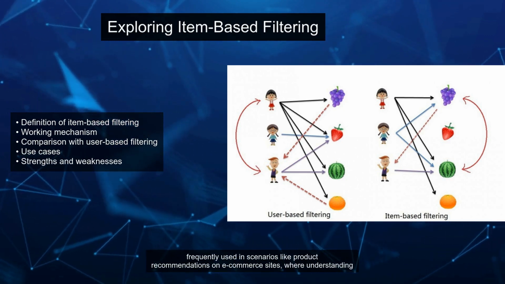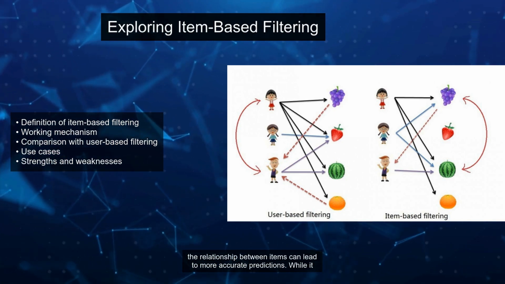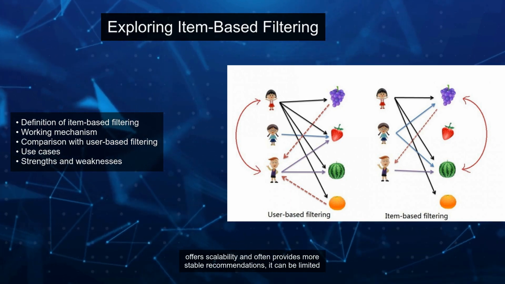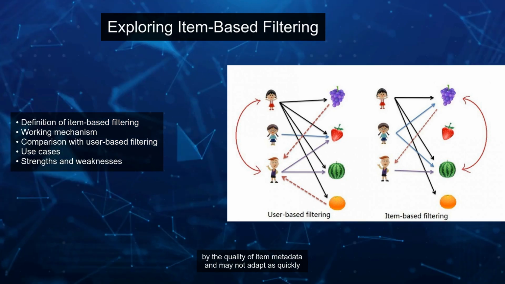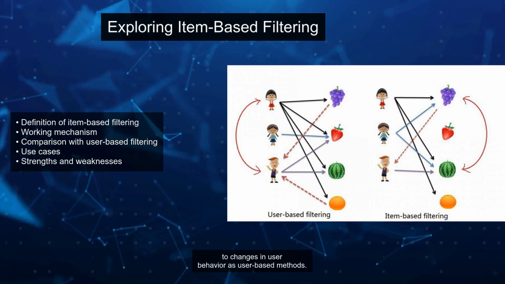Item-based filtering is frequently used in scenarios like product recommendations on e-commerce sites, where understanding the relationship between items can lead to more accurate predictions. While it offers scalability and often provides more stable recommendations, it can be limited by the quality of item metadata and may not adapt as quickly to changes in user behavior as user-based methods.